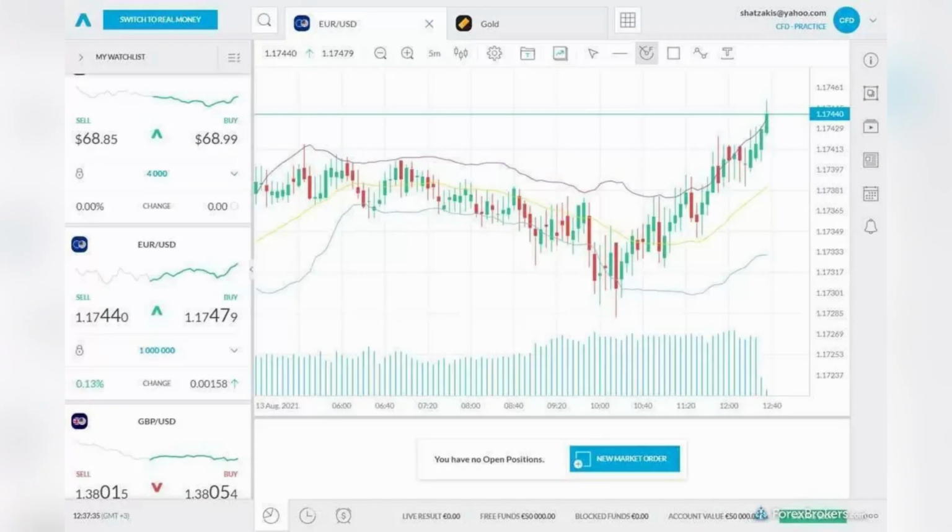This is a great way to build confidence, understand market behavior, and practice trading strategies before using real money. And that's it. Now you can trade with virtual money on Trading 212 and gain experience safely.